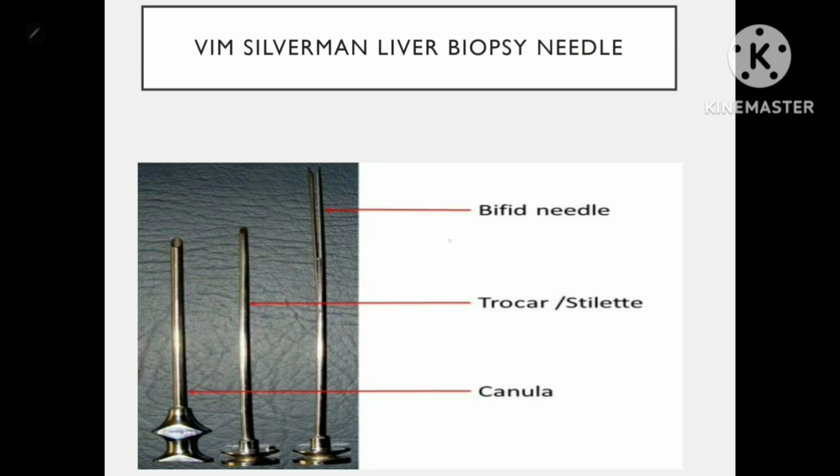So this also has 3 parts, but here there is a bifid needle. So it will usually be longer than the needle, and it usually protrudes out. So you have to put this inside, so it will usually protrude out from here, and it has a longitudinal groove. So this edge is basically used for cutting the tissue. So it will retain the tissue when the needle is taken out and the cannula is removed.